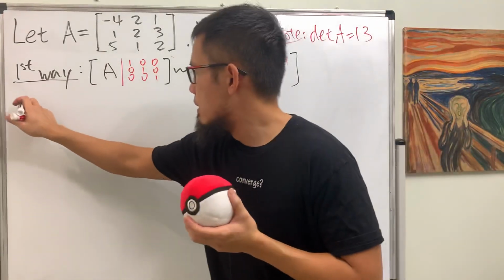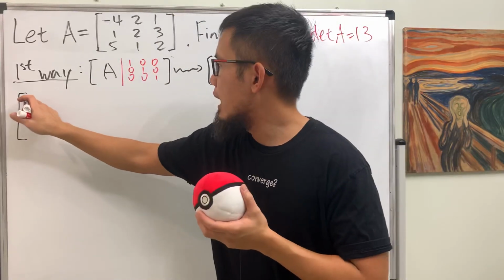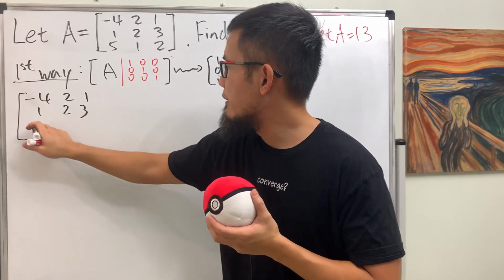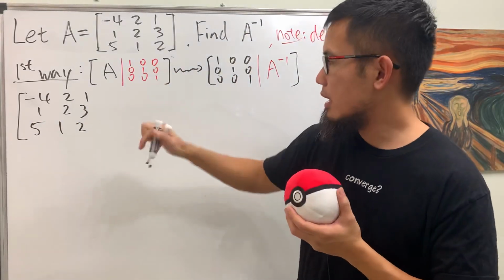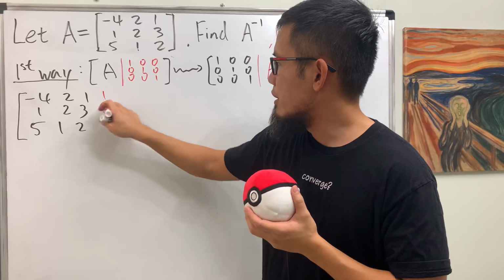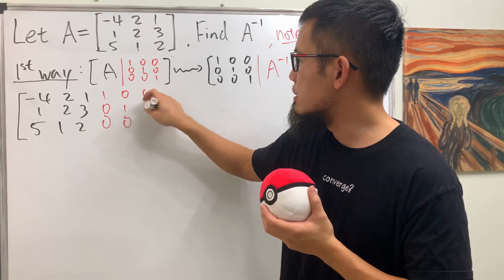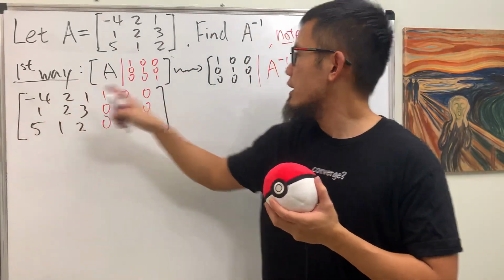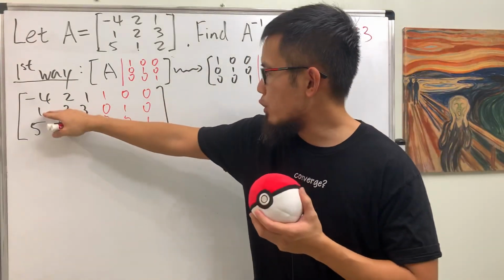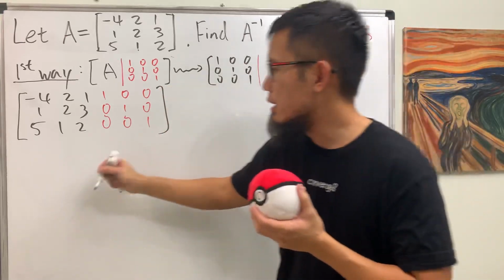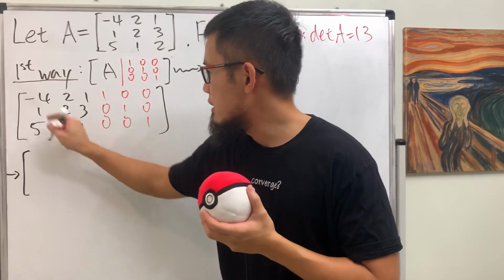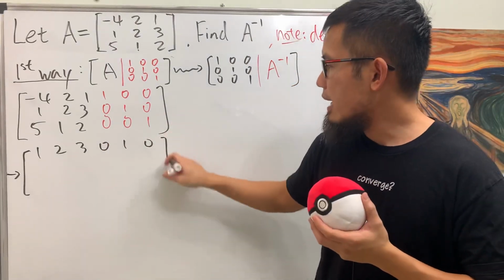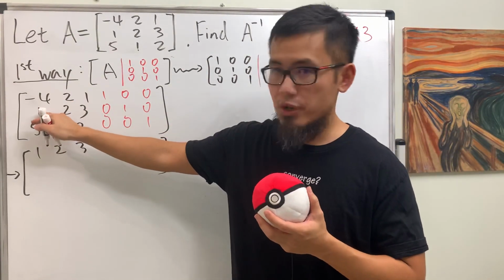Let's see. Okay. So here we have negative 4, 2, 1, and then 1, 2, 3, and then 5, 1, 2. And then now we just put the identity right here, 1, 0, 0, 0, 1, 0, and then 0, 0, 1. Alright, so I want to have this entry to be 1 first. And we have 1 right here already, so let me just interchange these 2 rows. So the first thing that we have is we have the 1, 2, 3, 0, 1, 0. That goes first. And then I am about to put this down right here, right?